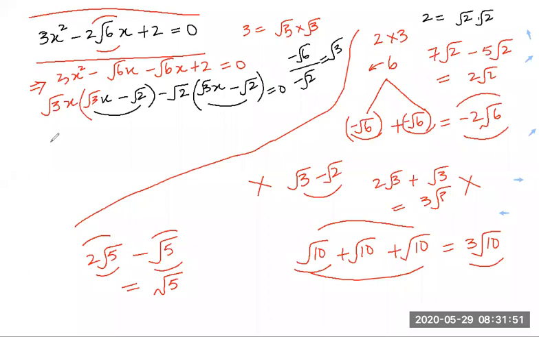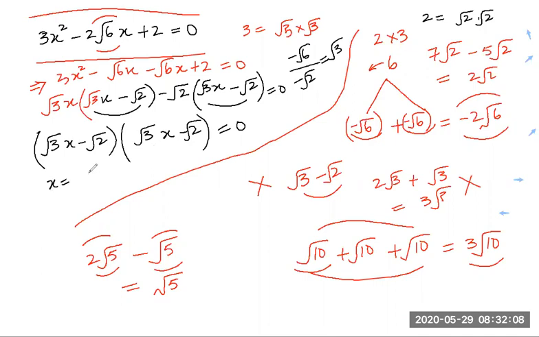Now it's very simple. Under root 3x minus under root 2 into under root 3x minus under root 2. So this is a quadratic equation where both the roots are the same. What is the value of x? x is under root 2 divided by under root 3. You can also write it as under root of 2 by 3. Both the values are the same.